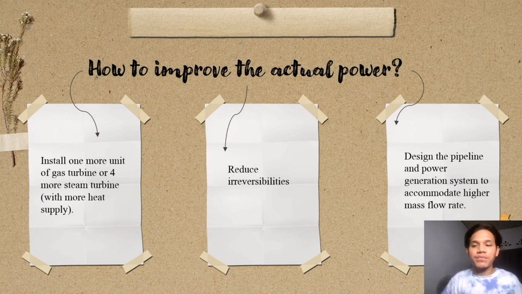So now, how to improve our actual power? First, we can install one more unit of gas turbine or 4 more steam turbines with more heat supply. And then we have to reduce the irreversibilities, and we also can design the pipeline and the power generation system to accommodate higher mass flow rate.